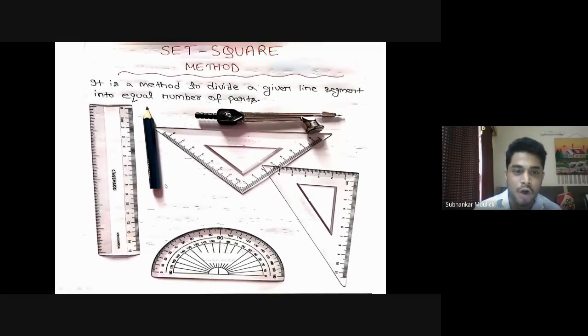So first of all, what are the instruments that we should have in order to use this method? The instruments which you should have are a scale and a pencil.